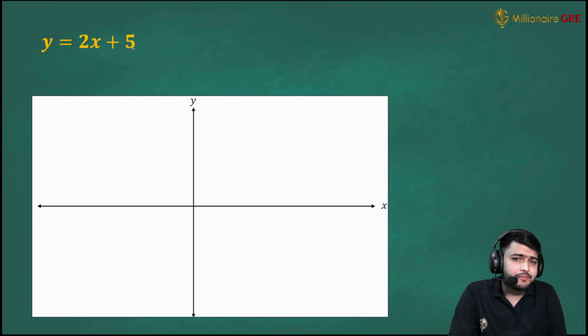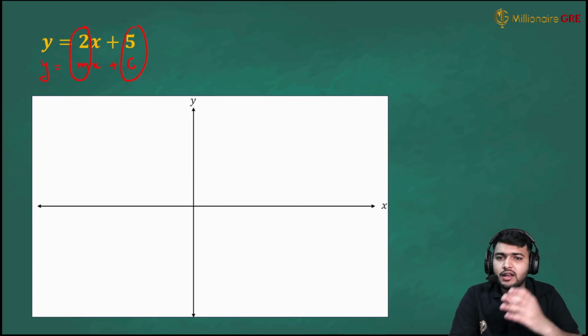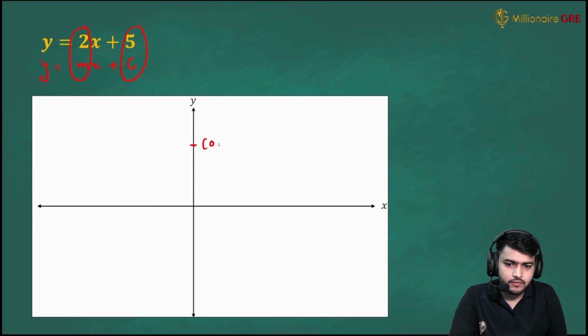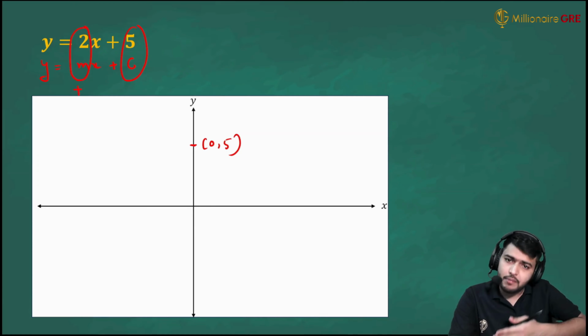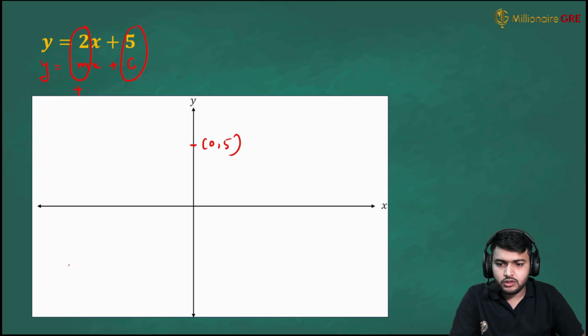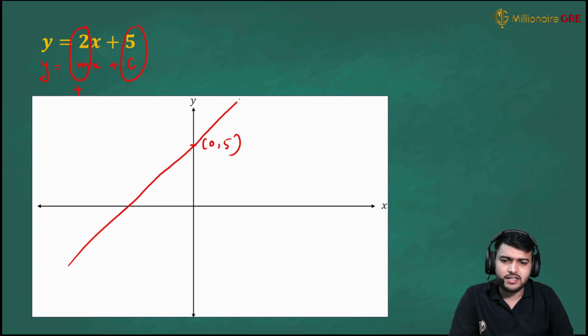Y is equal to 2x plus 5. Now this is of the form y is equal to mx plus c. Here m is 2 and c is 5. C is 5 means the line will cut the y-axis at (0,5). And m is 2, the slope is positive, it means the line is ascending. So the line would look something like this. It's an ascending line passing through (0,5). This is the line y is equal to 2x plus 5.